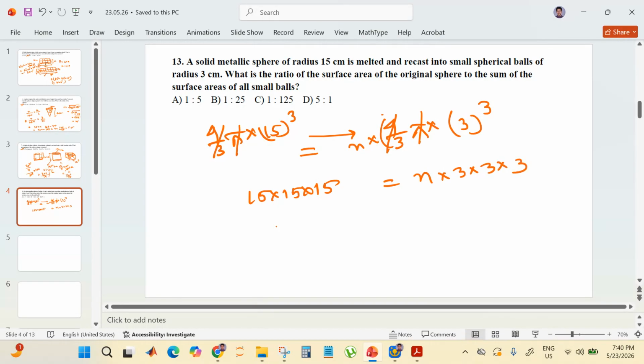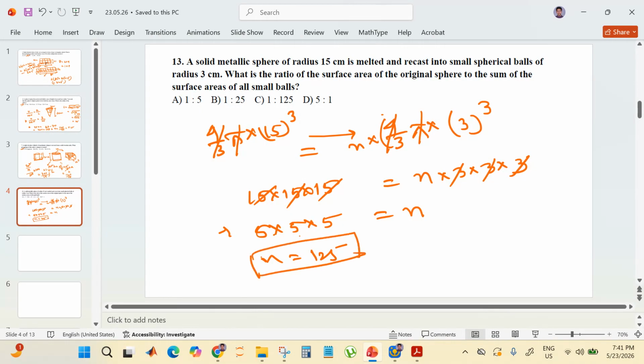If I cancel 3 with 15, it remains 5 into 5 into 5, because 3 fives are 15, so it remains 5. Again another 3 and 15 cancel, it remains 5. Again another 5. So how many balls are there? n equals 125, since 5 into 5 into 5 is 125. This is one part of the question. Actually, 125 is not the answer. It is the number of balls available if we melt and recast it.